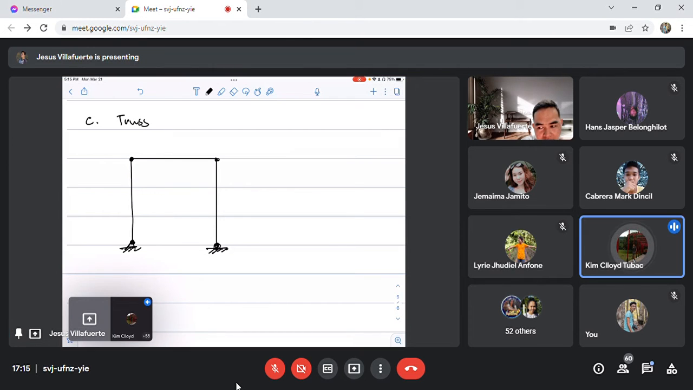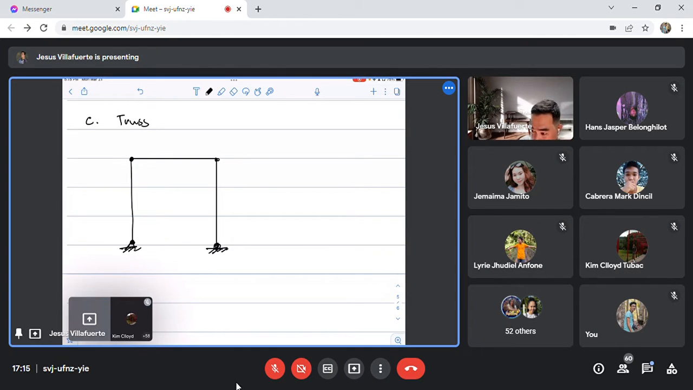Kuan sir kagmiton kay mga gapurma siya kuan triangle. Correct. Magporma siya og triangle. So when you say a truss, it is a series of members that forms a triangle. So this one, since there's no triangle in this section, then this is not a truss.